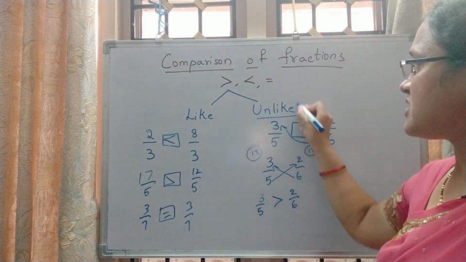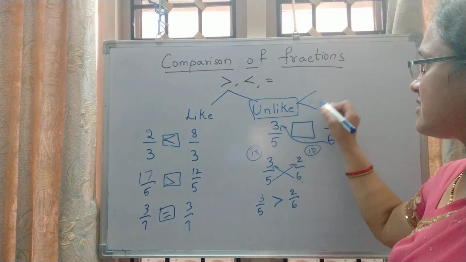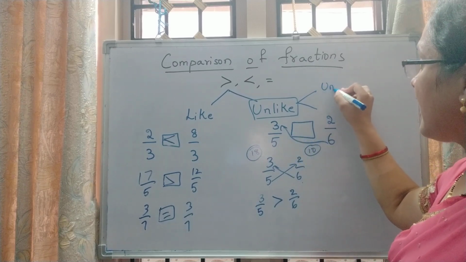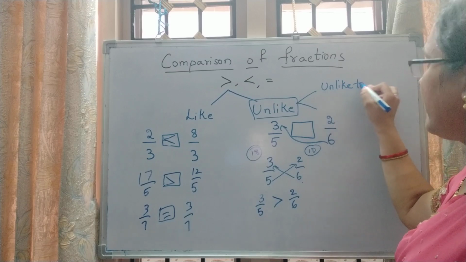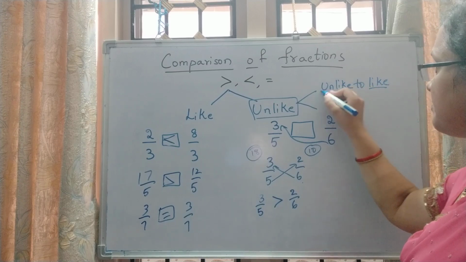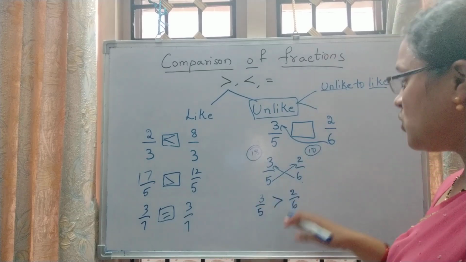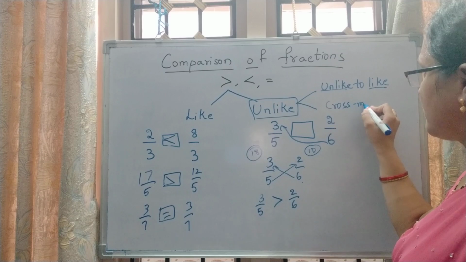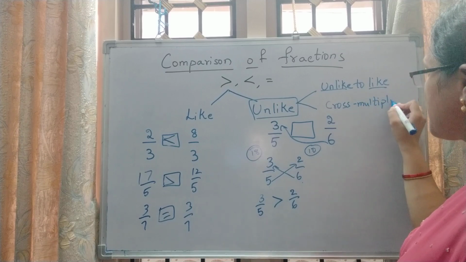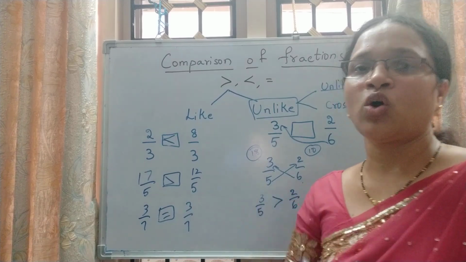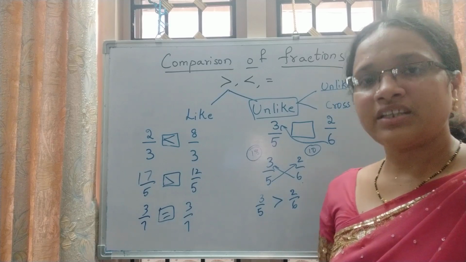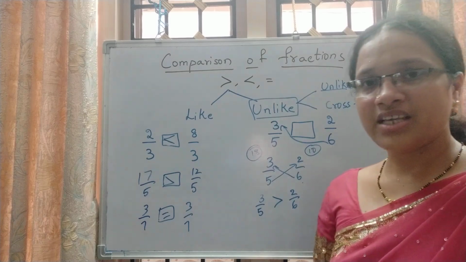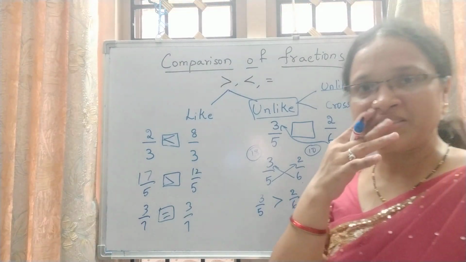So for unlike fractions, we have two methods. One method is converting unlike to like and then doing the procedure of like. The second one is you can cross multiply and find out whether it is greater than, less than, or equal to. Yes or no? Yes. Did you understand both the methods, children?